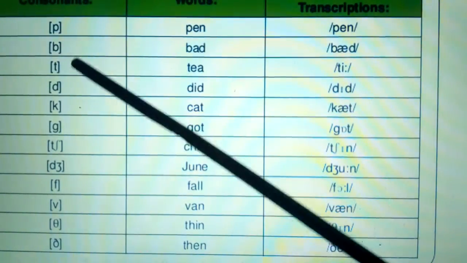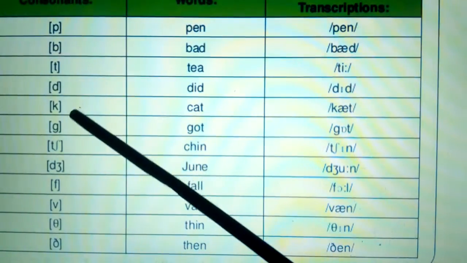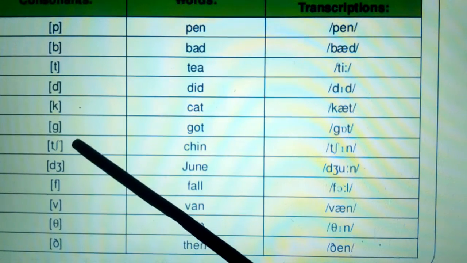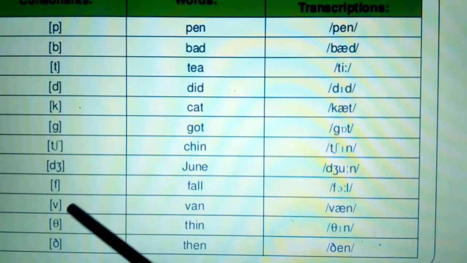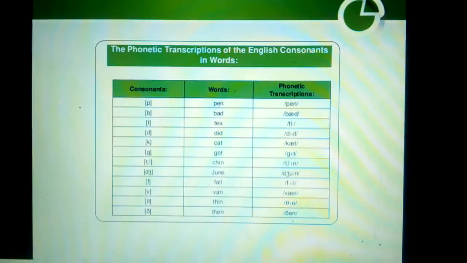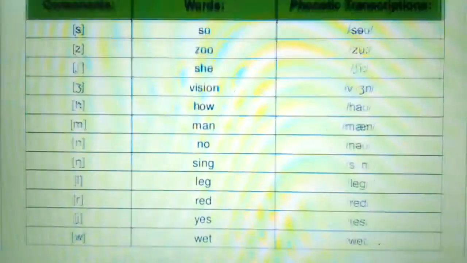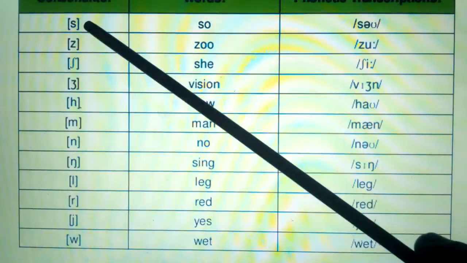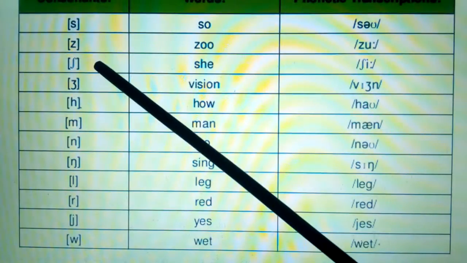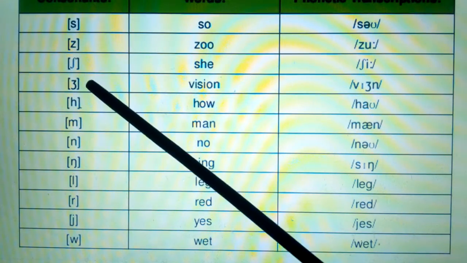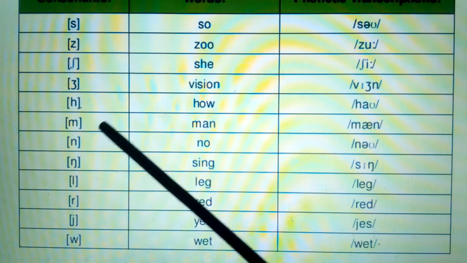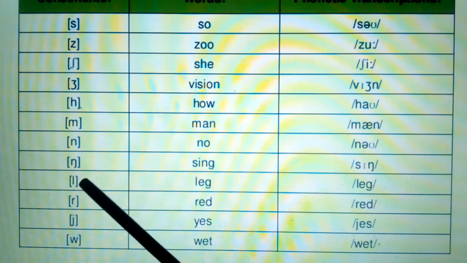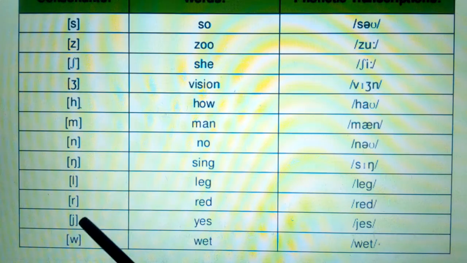pa, ba, ta, da, ka, ga, cha, ja, fa, va, tha, da. Now some other consonants. Other consonants are sa, za, sha, ja, ha, ma, na, ing, la, ra, ya, and wa.